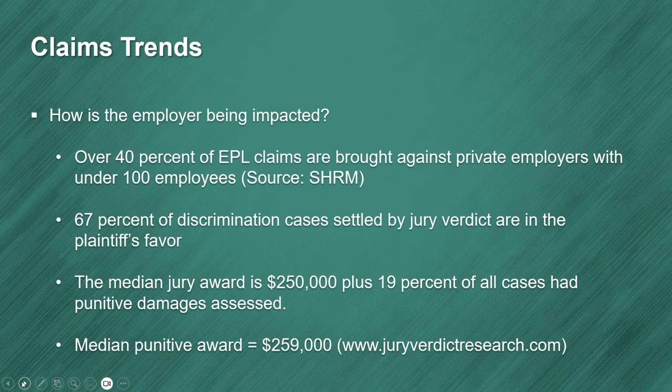67% of the discrimination cases settled by a jury verdict are in the plaintiff's favor. Those jury awards can easily be $250,000 plus. 90% of all cases had punitive damages assessed, depending on whether your state allows punitive damages. California does not. But the interesting thing is that most of the claims settle before they go to trial, because the cost of going to trial is so strong, and your chances of potentially losing are so great, that they settle the cases. So either way, it's going to impact an employer.